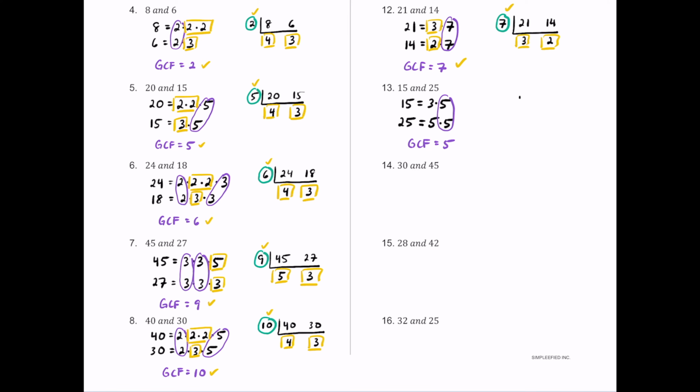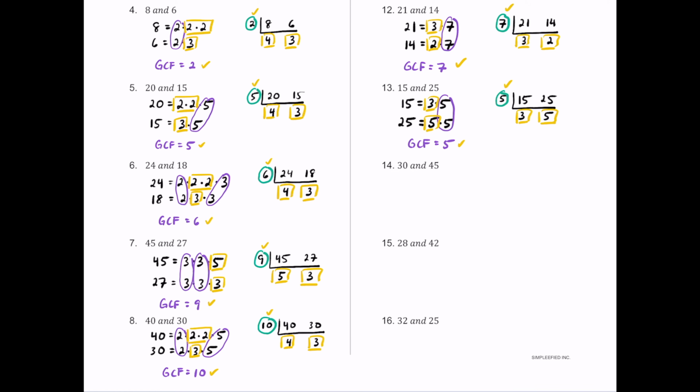As for the ladder method, we have 15 and 25, put them next to each other. They both have a 5 in common, so 5 times 3 is 15 and 5 times 5 is 25. So I can't think of anything else, so this 5 must be the GCF, which it does match. The 3 matches here and the 5 as well, so 5 must be the greatest common factor.